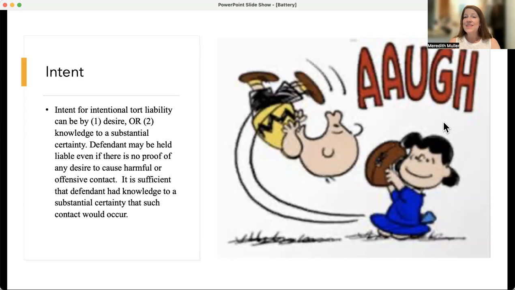Note here that Lucy does not have to intend harm or offense. She only has to intend the contact that causes harm or offense. Does that make sense? Let me say it one more time. Lucy does not have to intend to touch Charlie Brown, and she does not have to intend harm or offense. All she has to do is intend, either by desire or knowledge to a substantial certainty, that contact would occur, and that contact results in harm or offense.